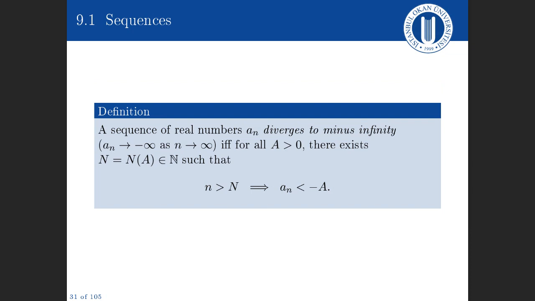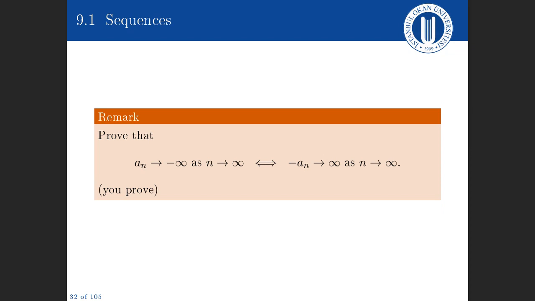We can also talk about a sequence of real numbers which diverges to minus infinity. An tends to minus infinity as n tends to infinity. And this is the same as the previous definition, but just with two changes. Instead of insisting that we want an to be bigger than capital A, now I want to insist that an is less than minus A. It's true that an tends to minus infinity if and only if minus an tends to plus infinity. I leave that for you to check.